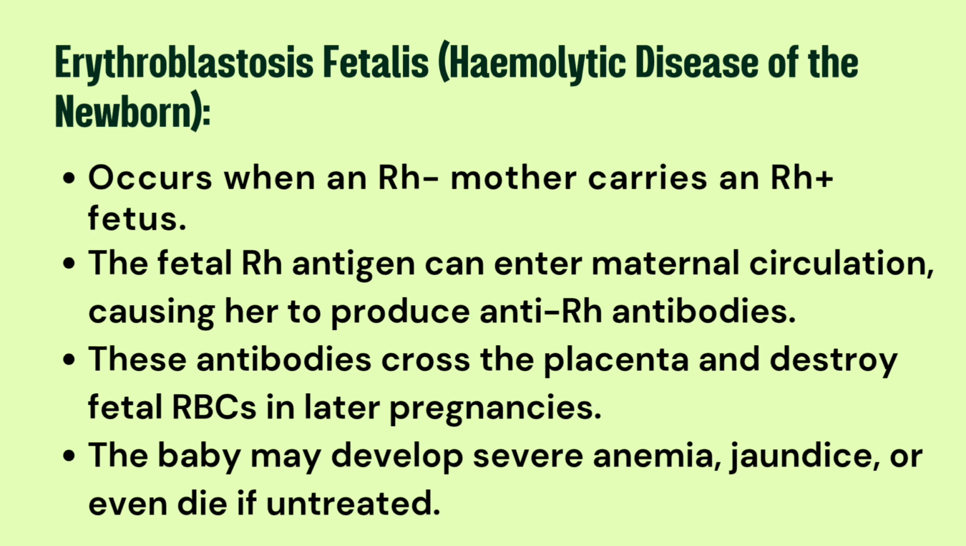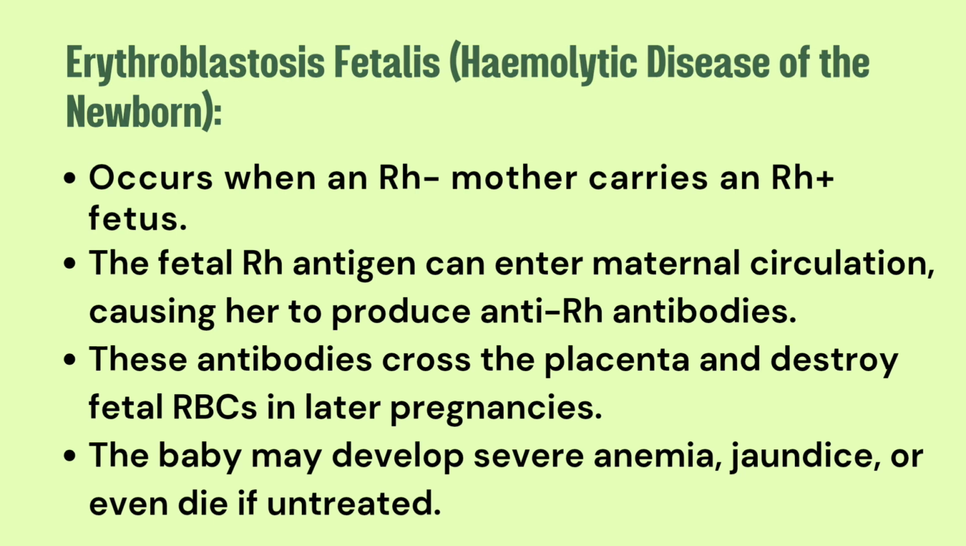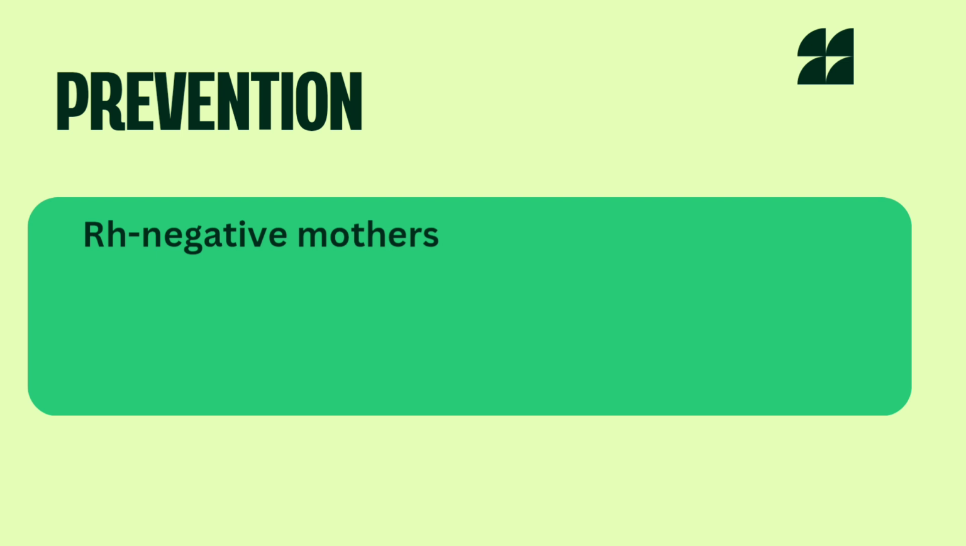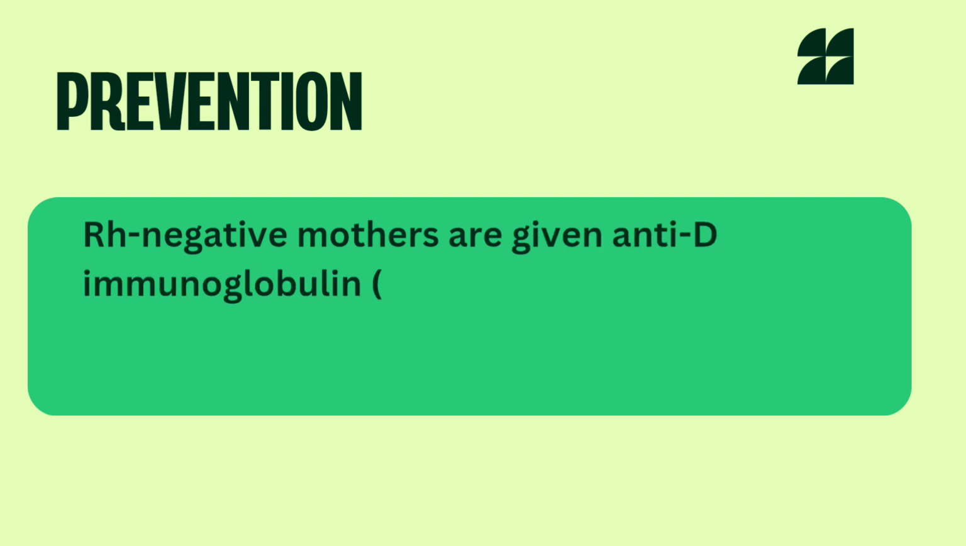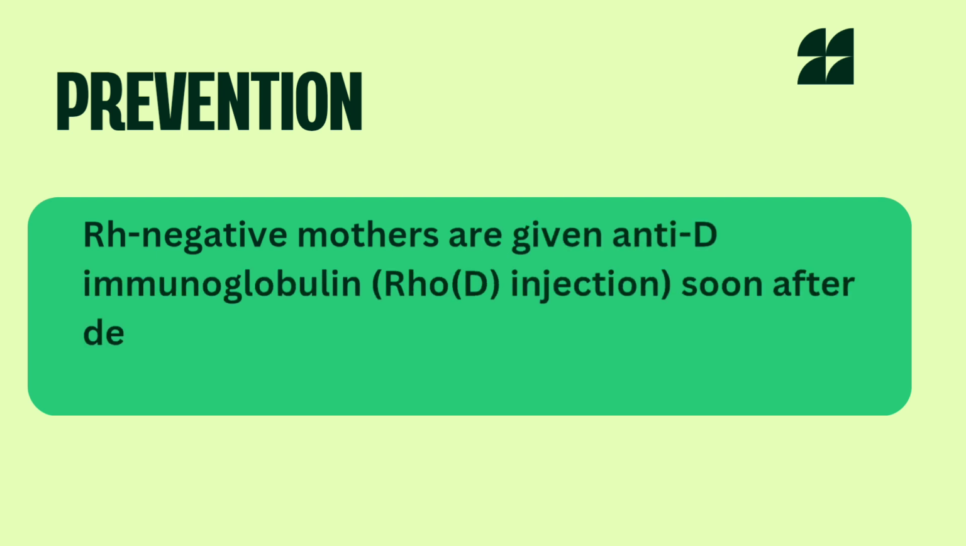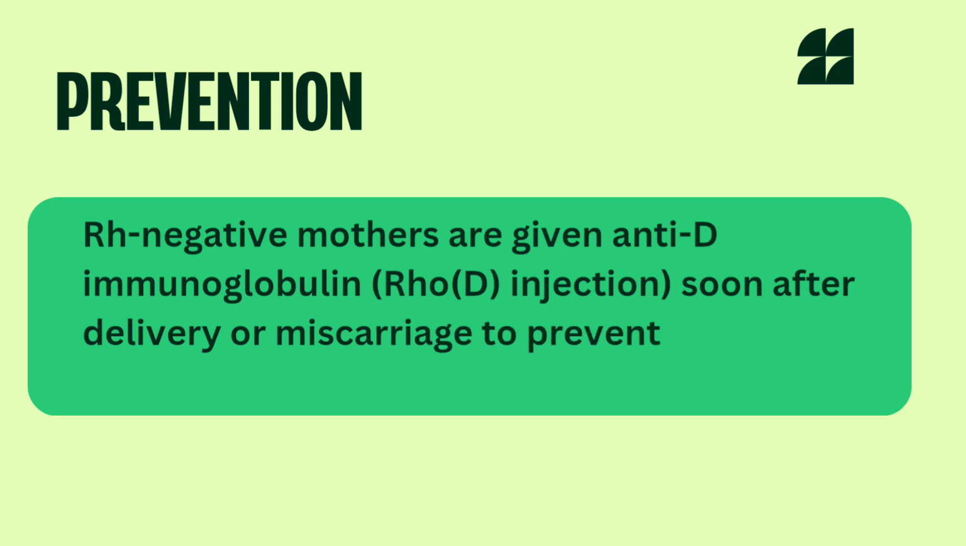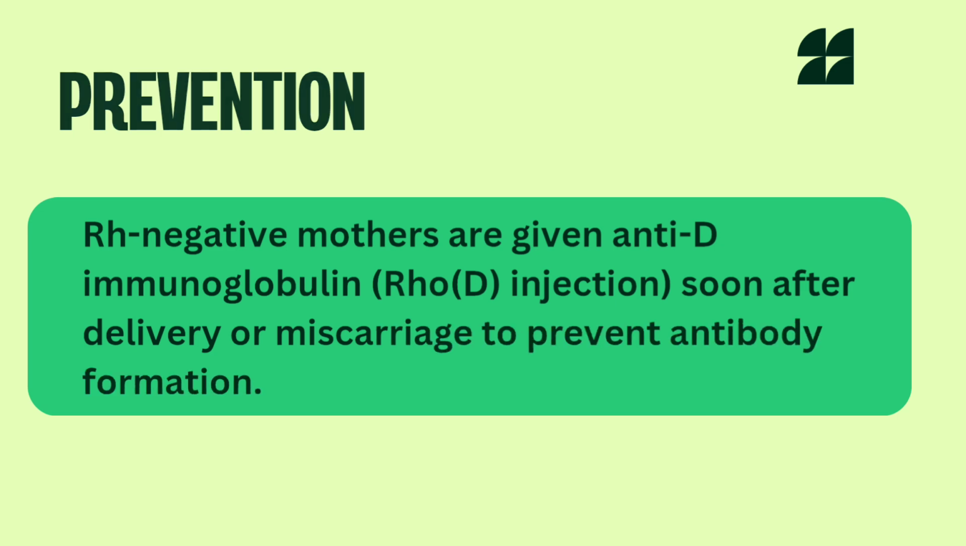Erythroblastosis fetalis, hemolytic disease of the newborn, occurs when an Rh negative mother carries an Rh positive fetus. The fetal Rh antigen can enter maternal circulation, causing her to produce anti-Rh antibodies. These antibodies cross the placenta and destroy fetal RBCs in later pregnancies. The baby may develop severe anemia, jaundice, or even die if untreated. Prevention with respect to Rh factor: Rh-negative mothers are given anti-D immunoglobulin, Rho-D, injection, soon after delivery or miscarriage to prevent antibody formation.